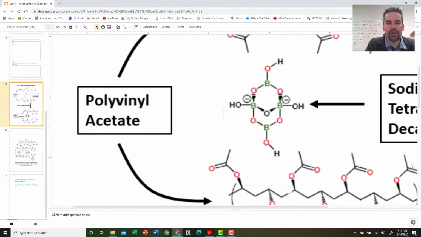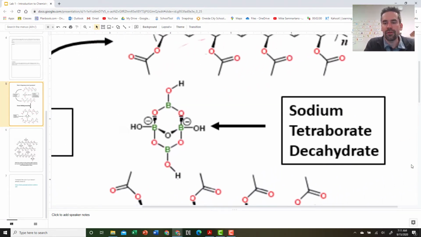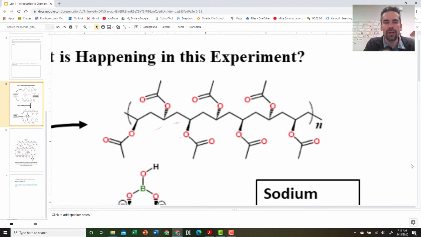And we see this picture of polyvinyl acetate and sodium tetraborate decahydrate. Now if we look at this polyvinyl acetate, we can see in the word itself, it has the word poly, which was like our polymer. So we can kind of infer that maybe this polyvinyl acetate is a polymer, and it actually is a polymer. What does the word poly mean? Well, poly means more than one, or a bunch of something, like Polynesia is a bunch of islands.